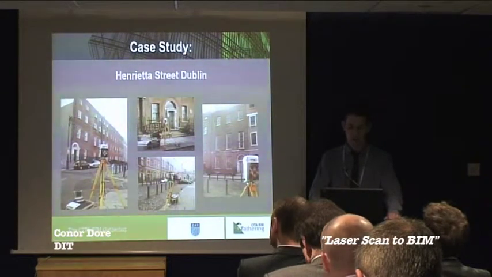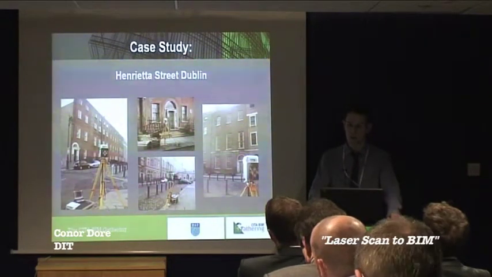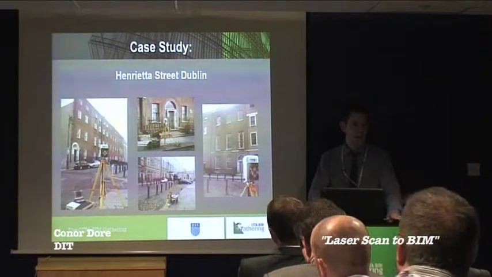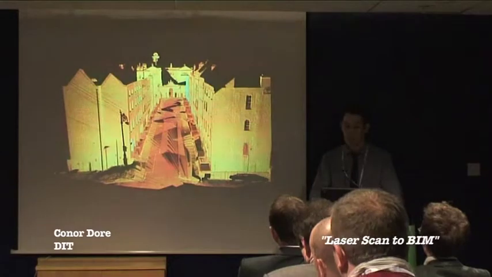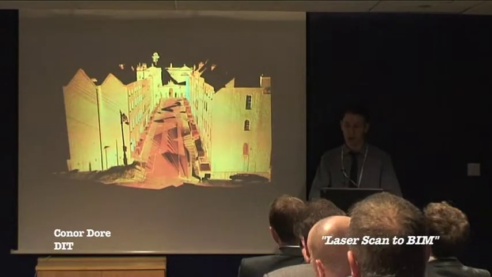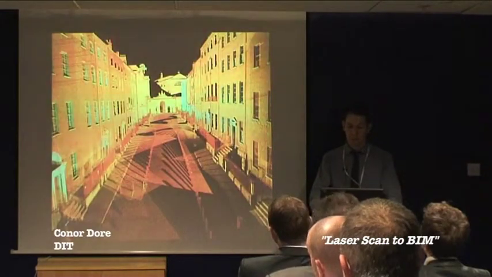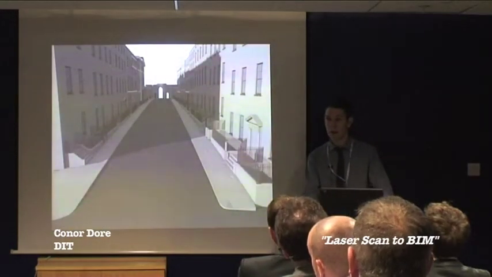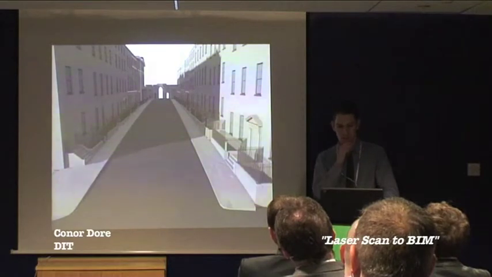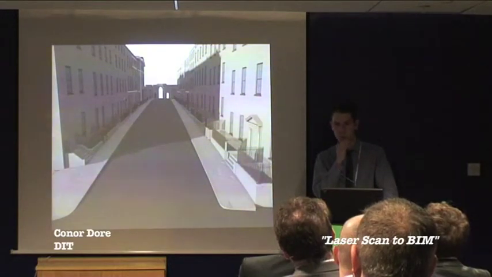So I'm going to finish up by just showing a few more screenshots from a case study of Henrietta Street. 10 scans were carried out to record the geometry on the street. And this is just a point cloud from the information gathered from the laser scanning. And this was then used to generate an as-built BIM model. And if you were to generate a model such as this using complete manual techniques, it would probably take weeks.